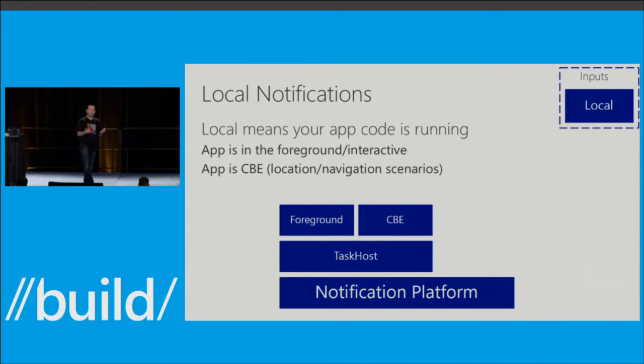If you're doing a location tracking scenario, like turn-by-turn directions, you could use CBE to keep that service actually running, and then you could update the tile from CBE as well, from continuous background execution.